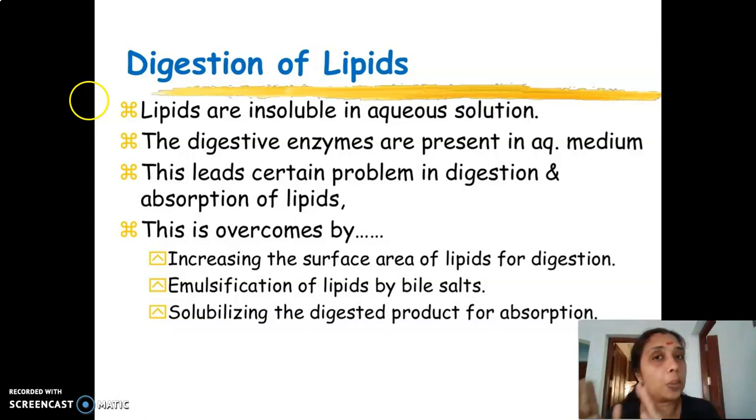So first lingual lipase came and started digestion in the oral cavity, then it reached the gastric cavity, where the digestion of short-chain fatty acids will be continued, right? And after that, what happens? Now the food descends down into the small intestine.